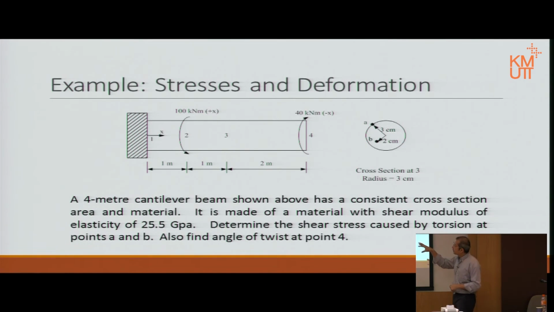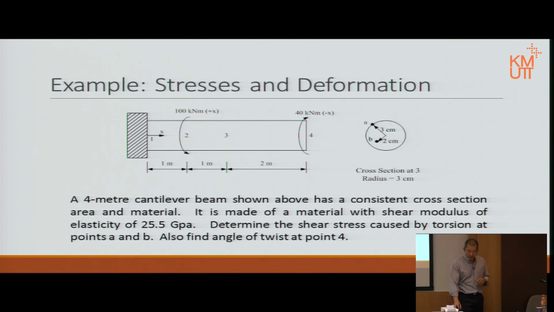This beam has a circular cross section throughout, the same circles, and it's the same material. The shear modulus is given here. The question asks for the shear stress at point 3 here. On the cross section at point 3, there are two points they want to know, point A and point B. They want to know the shear stresses at these two points. And also they want to find out the total angle of twist at point 4 at the end there.